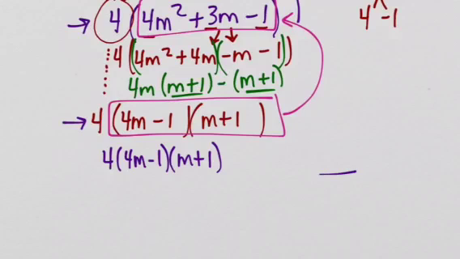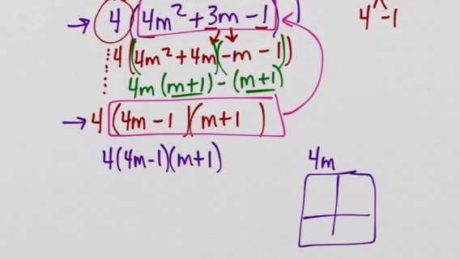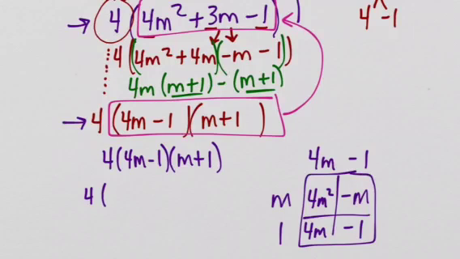But let's check it and see. So here's my box that I'm going to use to check. 4m minus 1, m plus 1, 4m squared minus m, 4m minus 1. So it looks like I have the 4, and then remember I multiplied these two together, so I can put a 4m squared, these are like terms, plus 3m minus 1.